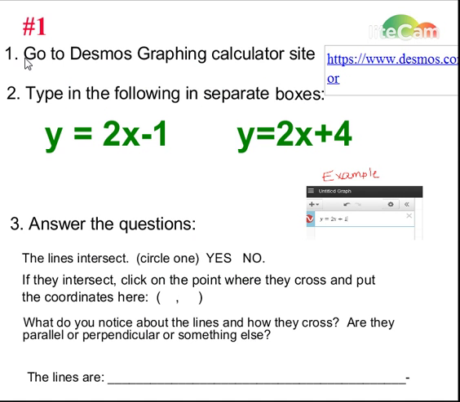The first thing you're going to do is read the directions on your board. Problem number one. It says 1. Go to the Desmos graphing calculator site. Click on the link, it will take you there. Type in the following in separate boxes. I will show you how to type these equations in the Desmos graphing calculator.